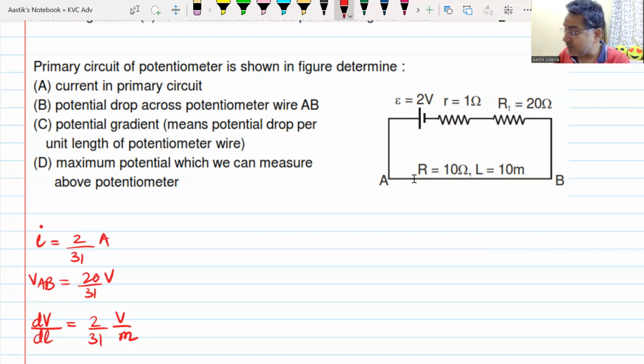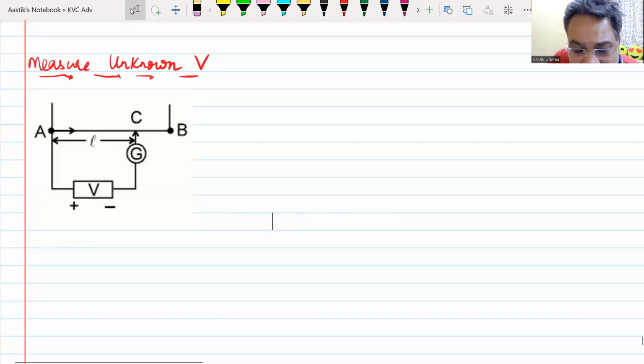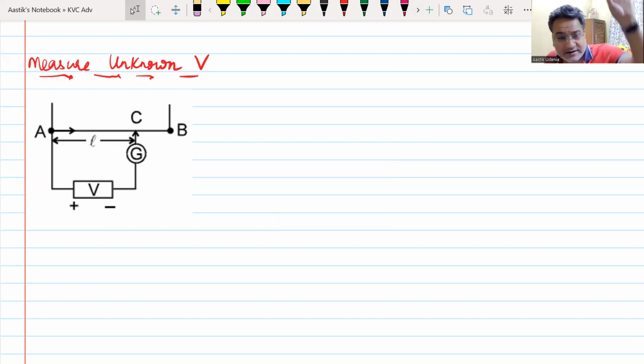Now, how do we measure an unknown voltage using this potentiometer wire? Whatever we have seen, what we are going to do is put this unknown voltage in the secondary circuit. This is just a brief of what we are going to do. This A and B wire we have already seen. We will connect an unknown voltage with a jockey. Do you see this jockey?